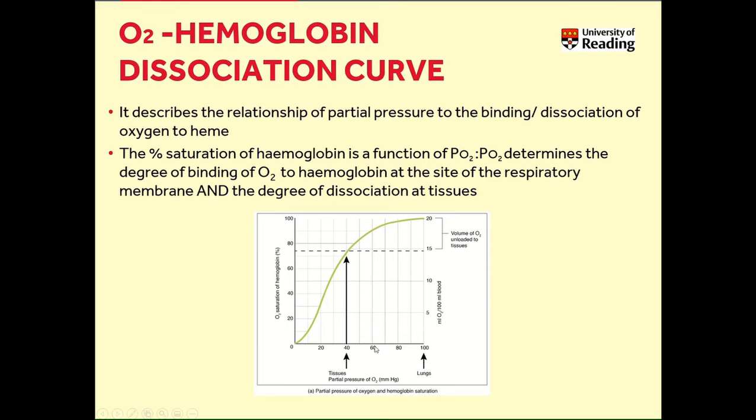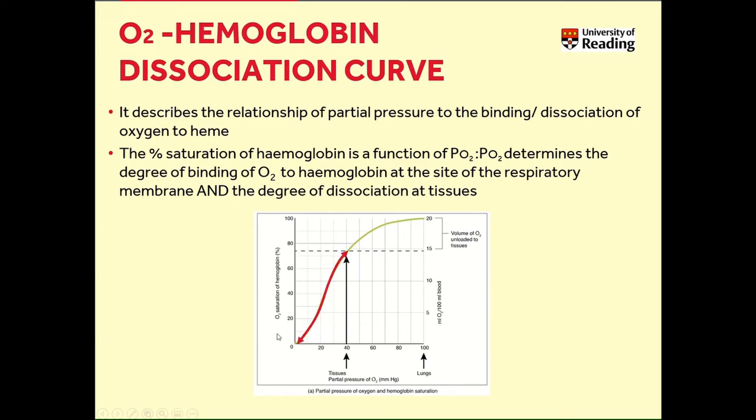Basically, the partial pressure of oxygen, this PO2 here, determines the degree, the amount of binding of oxygen to hemoglobin at the site of the respiratory membrane, and obviously, at the other end, the degree of dissociation of oxygen from hemoglobin in the tissue. Now, this curve is characterized by a sigmoidal shape, and this tells us that the percentage saturation of heme does not increase in a linear fashion as the partial pressure of oxygen increases.